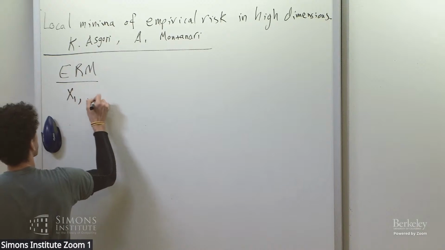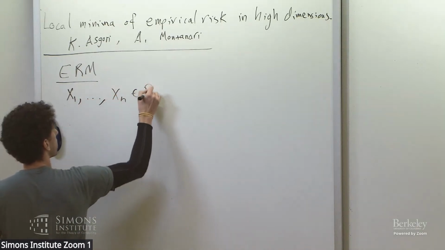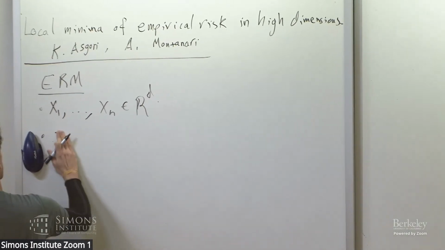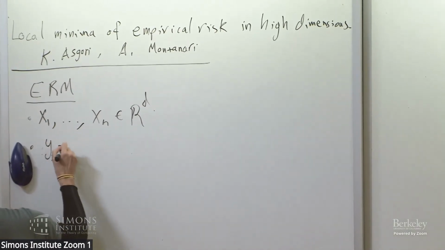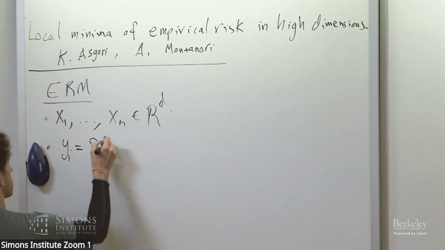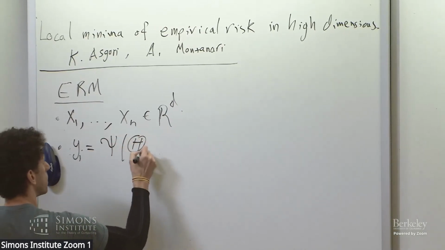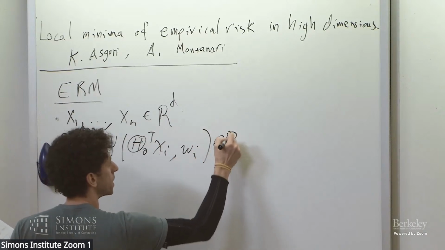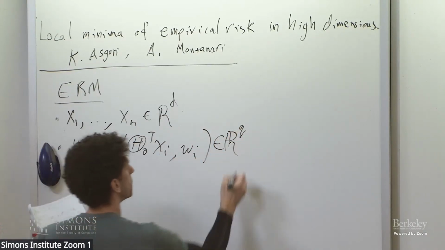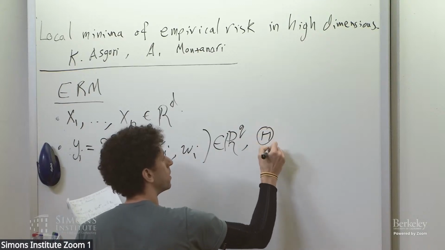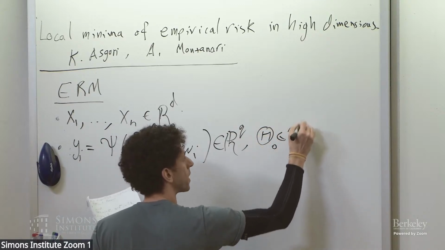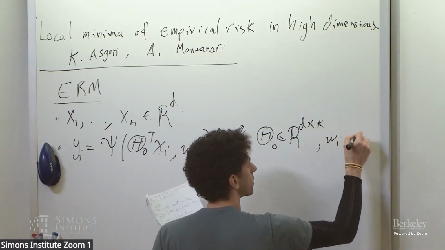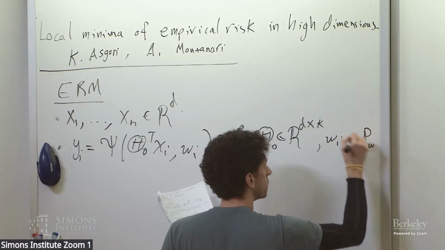where I'm given features x1 up to xn that are in R^d. I'll put assumptions on them later. For now, I'm assuming I have labels yi that are some function that look like this: theta 0 transpose xi and wi, and I'll take my labels to be in R^q for some q. And theta 0 is a matrix that's in R^(d by k). And wi are just IID noise from some distribution, PW.